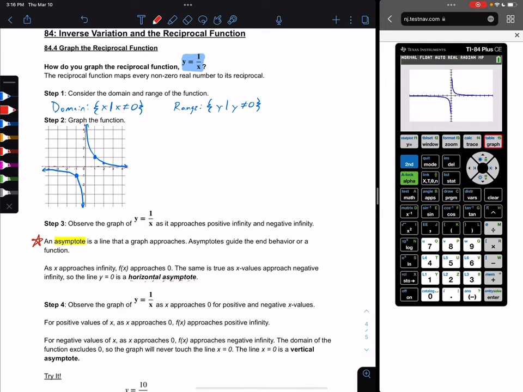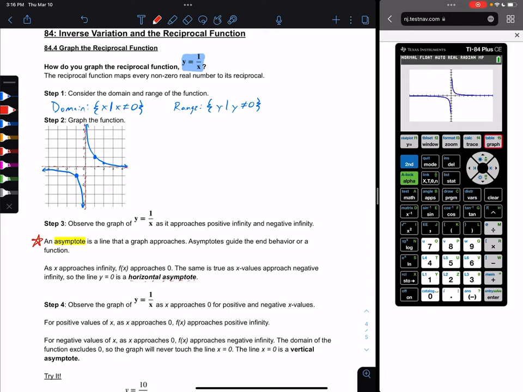So it's never actually going to cross the y-axis. So here, down at the bottom, for negative values of x, as x approaches 0, f of x approaches negative infinity. The domain of the function excludes 0. We already stated that. So the graph will never touch the line x equals 0. X equals 0 is your y-axis. So the line x equals 0, or your y-axis, turns out to be a vertical asymptote.